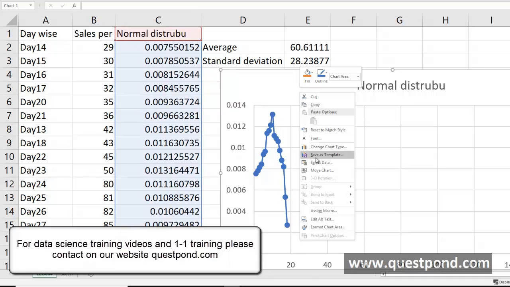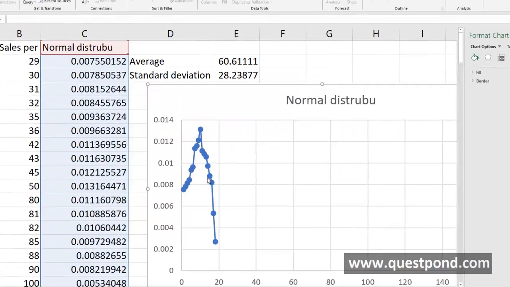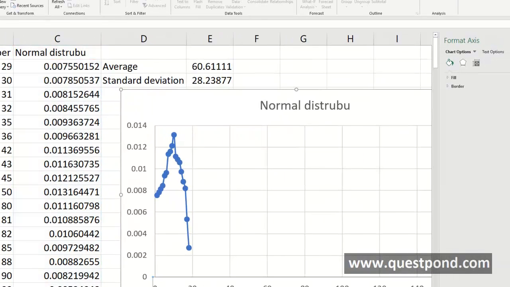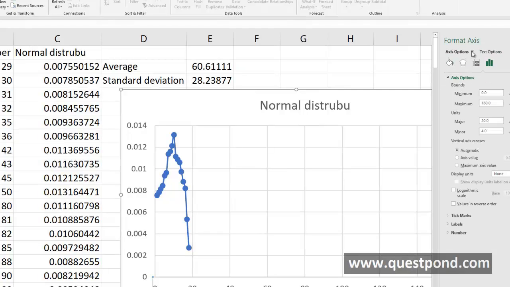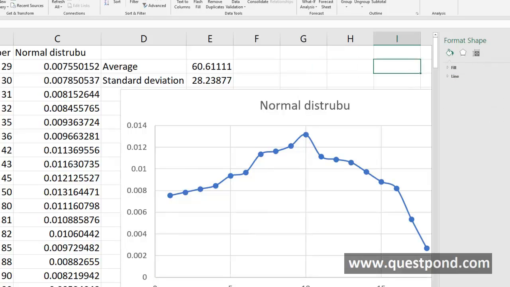So let's go to the properties. I'm going to go to format the chart area. In this, let us take the axis, the down axis, and let us see if we can... let's not go to 160. Let us try to make it like I can see 20 as the max. So let's do it 20 and tab out. Oh, there it is. Now you can see things are looking better.